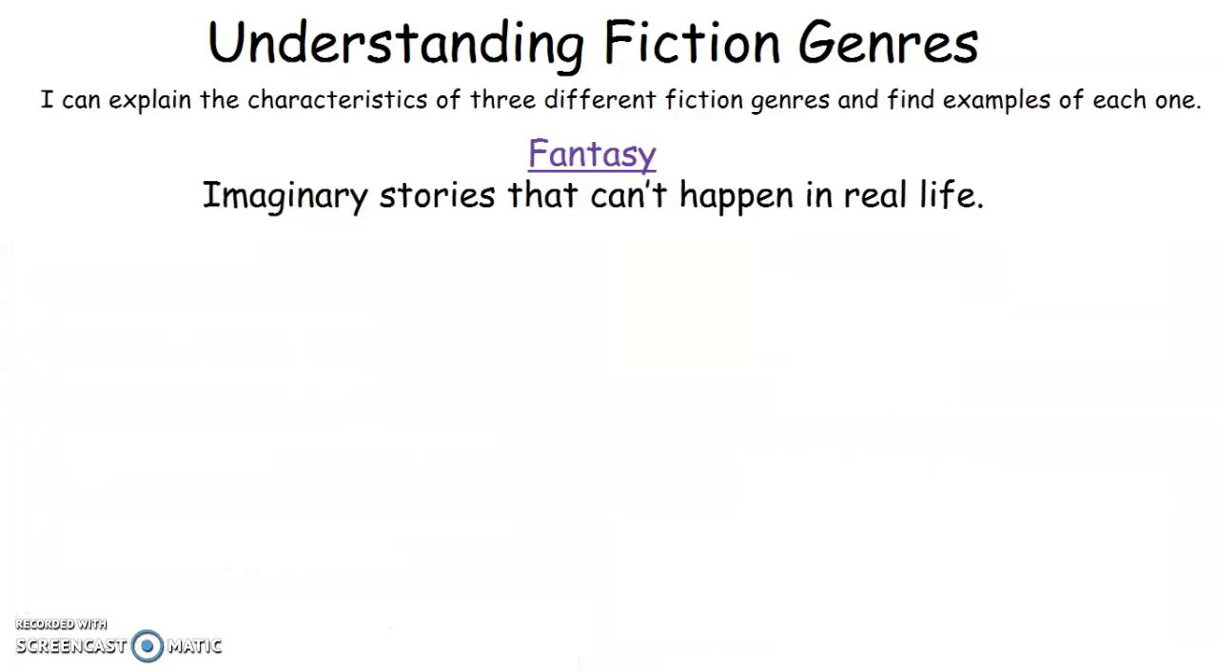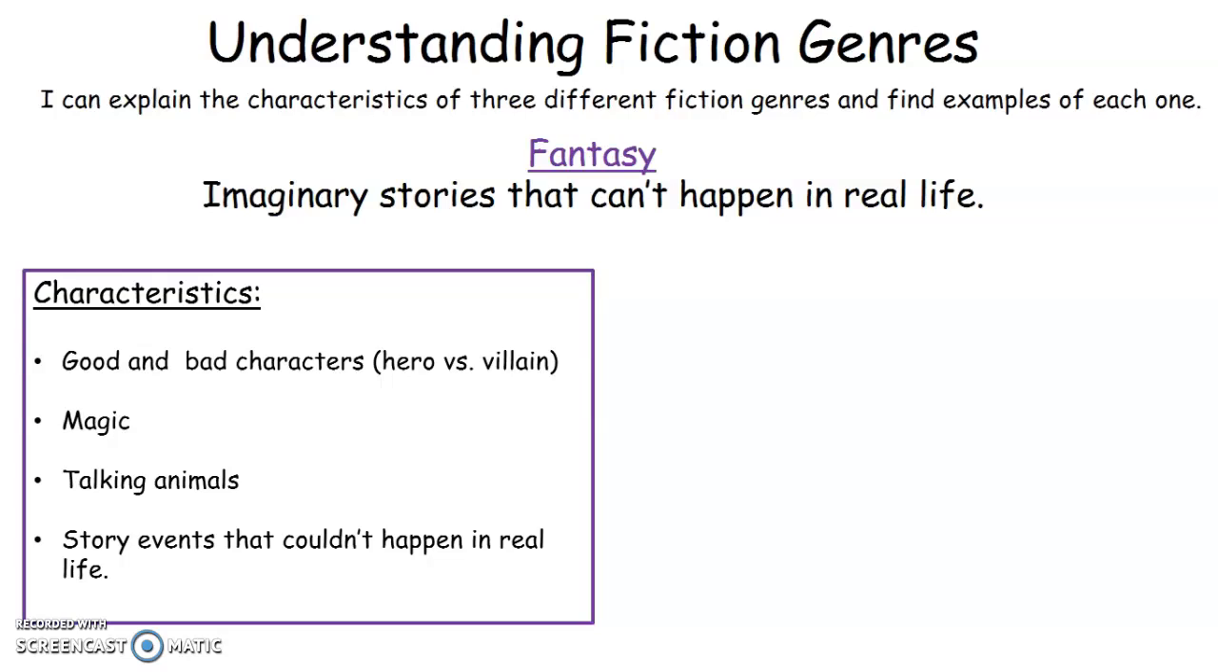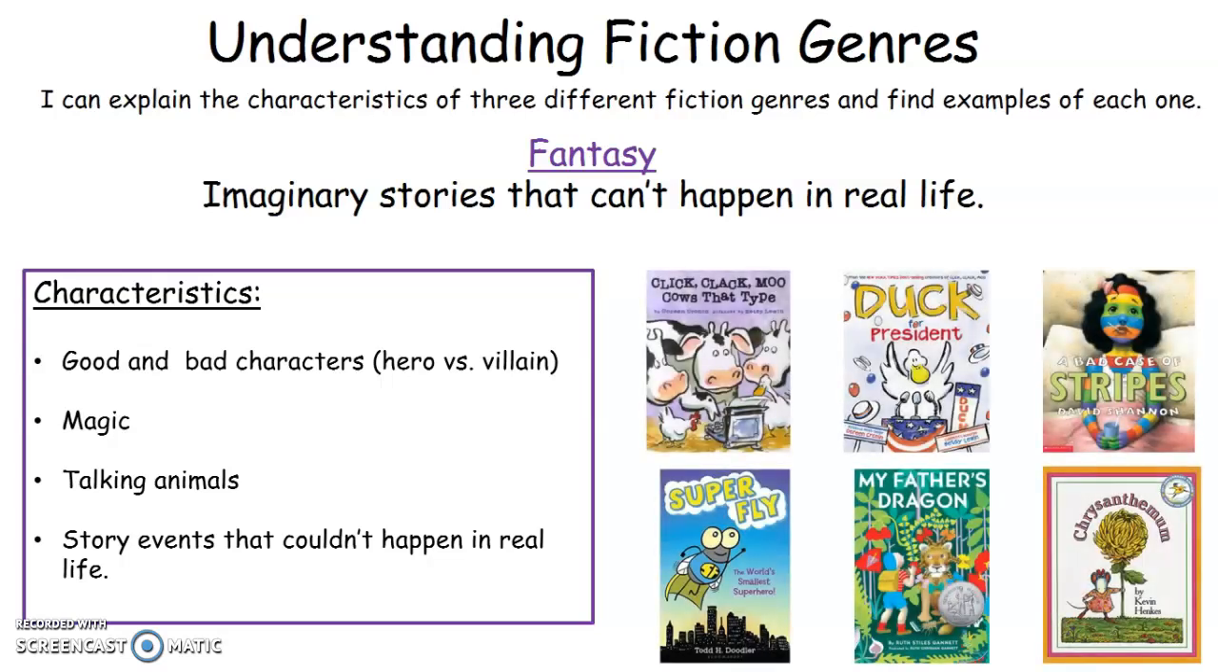Another genre of fiction is fantasy, imaginary stories that can't happen in real life. Some of the characteristics of this genre are that there's usually a good and a bad character, sometimes labeled hero or villain. There's often magic in fantasy stories or talking animals, and the story events can't happen in real life. Here are some pictures of examples of fantasy books that we've read.